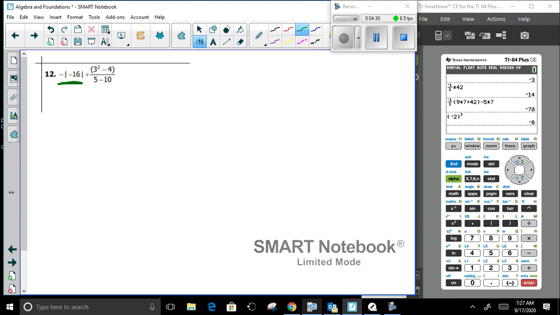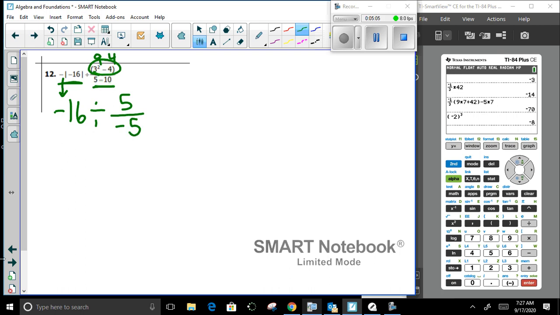I'm going to do the absolute value first because that's kind of like parentheses. So the absolute value of -16 is +16. But keep in mind, you have the negative out front, so that has to come down with it. Divided by, I can do my parentheses here. So 3 squared is 9, and 9 minus 4 is 5. I can also do my denominator at the same time. 5 minus 10 is what, -5?